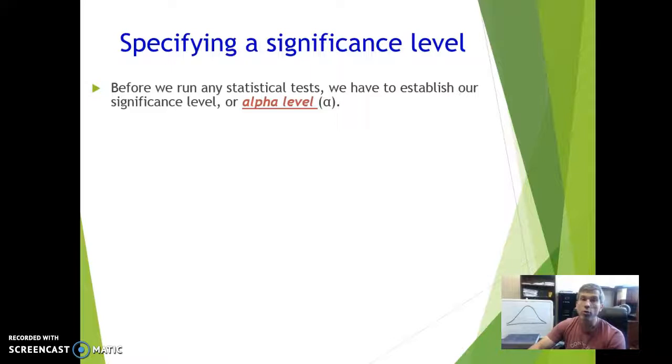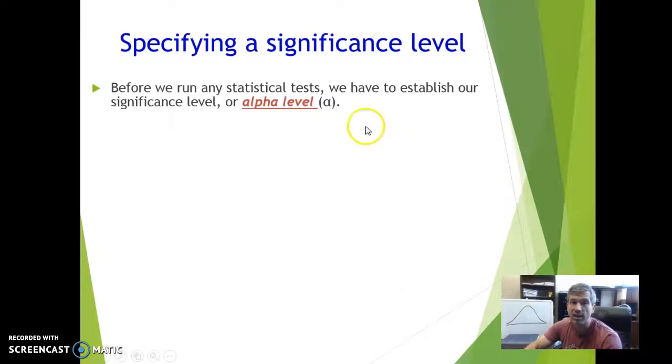So before you run any tests, you definitely don't want to do this after the fact. Why? Think about it for 2 seconds. If you got to set what determines significance after the test, you probably would set it in a biased way. You probably would set it in a way that would make your results significant more often than you ought to, because people are usually attached to their predictions. So before we run any statistical test, we establish a significance level, what's known as an alpha level.